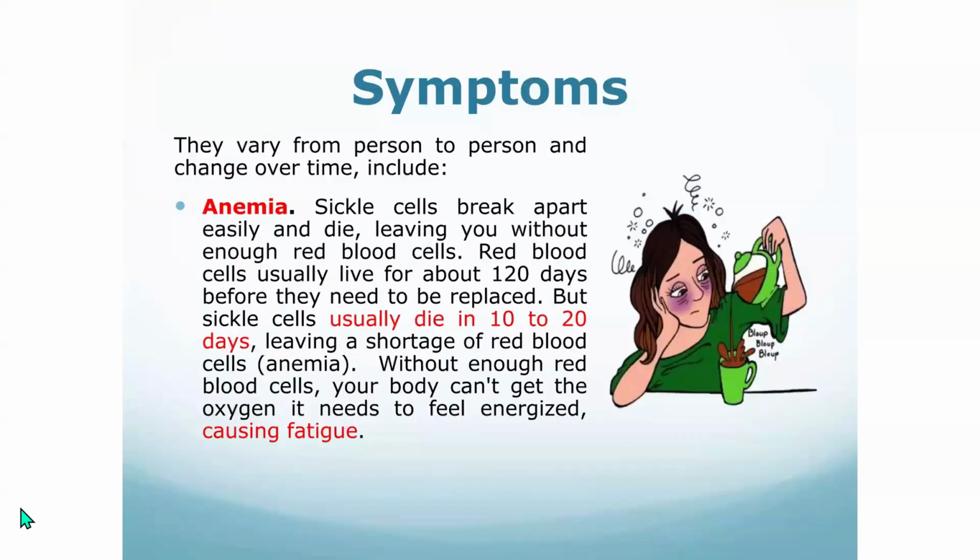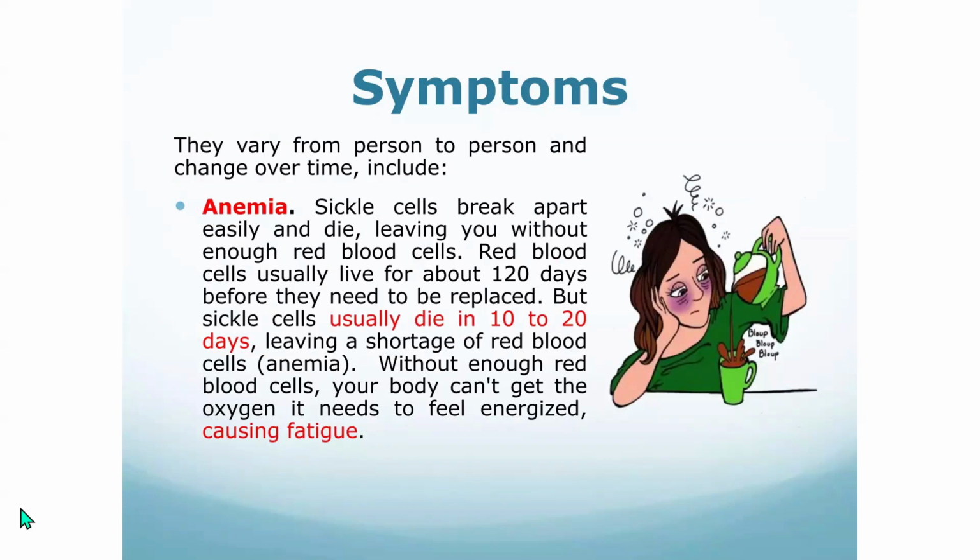So what are the symptoms of anemia? The symptoms actually vary from person to person and also change over time. They include anemia. Sickle cells break apart easily and die, leaving you without enough red blood cells, because they only last 10 to 20 days instead of 120 days. As a result, there is a likelihood that you will not have enough red blood cells.